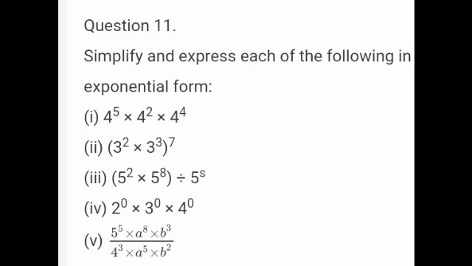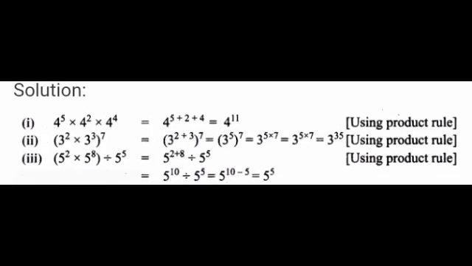Question number 11. Simplify and express each of the following in exponential form. Simplify the given question and write the answers in exponential form. Solution for the first question. 4^5 into 4^2 into 4^4. Here we can use the product rule, that means add the powers. The base is equal, 4 is the base, so we can add the powers. 5 plus 2 plus 4 equal to what? 11. So the answer is 4^11.